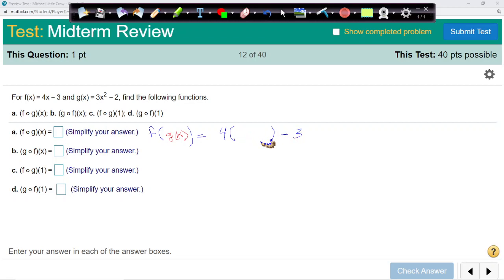And we just change our format. Instead of using an x, we use a big parentheses. Different symbol, but actually much more helpful. And what goes in that? Well, g goes in that.